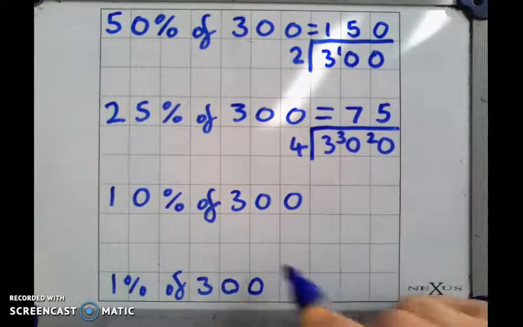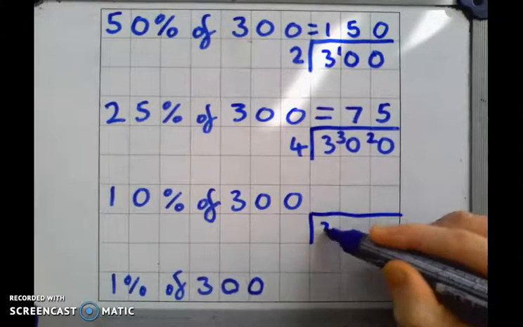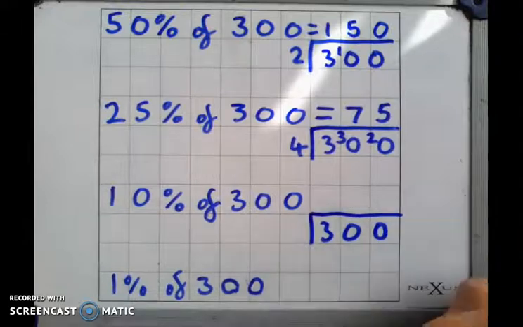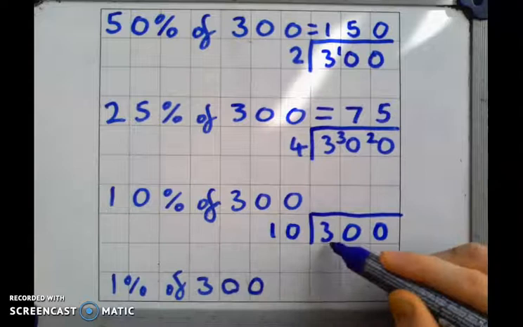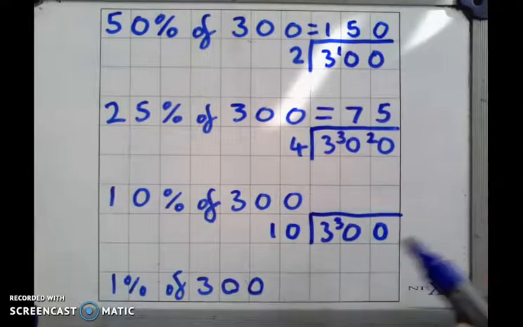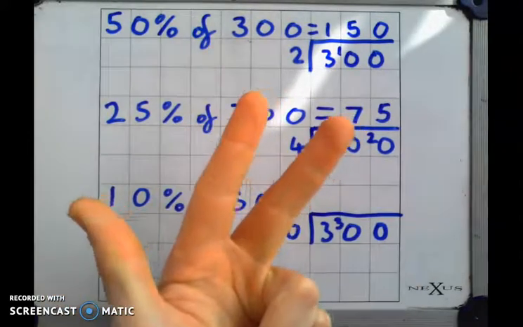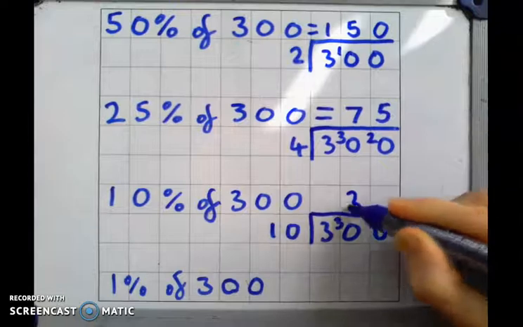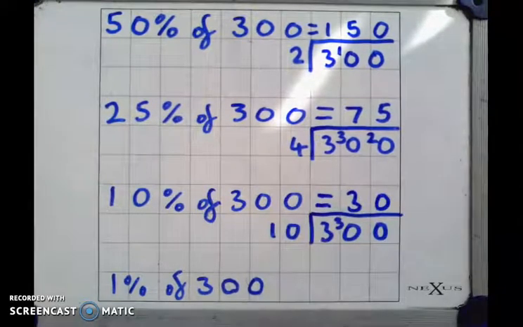Now let's find 10% of 300. To find 10% of a number, we divide that number by 10. 10's into 3 we can't do, so move the 3 along. 10's into 30. 10, 20, 30. There are 3 10's in 30. 10's into 0, doesn't go. 10% of 300 is 30.